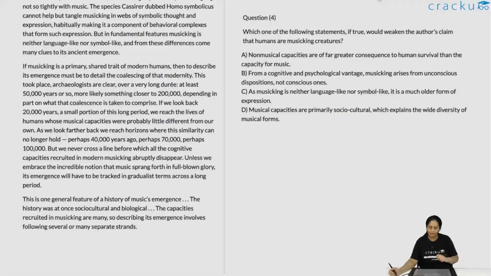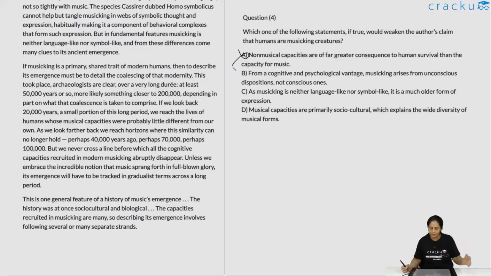Non-musical capacities are a far greater consequence to human survival than the capacity for music. Human survival is not what the author is considering. The author is considering what is a characteristic of modern humanity, not what is a characteristic of modern humanity's survival. So A is completely tangential to the point the author is making.